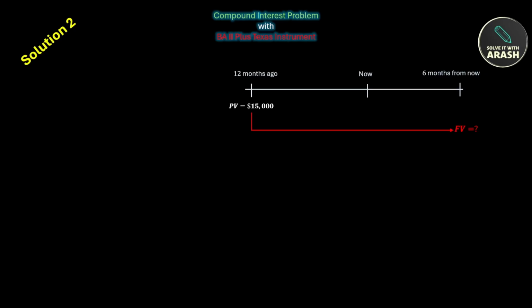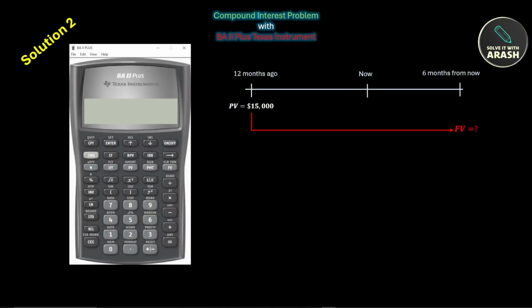This is the same time diagram, and I just made it smaller to fit on the same page. I'm going to show the calculator right next to it on the left side. Here's my online version of the BA2 Plus. It looks exactly the same as the handheld version. Maybe the colors are a little bit different.